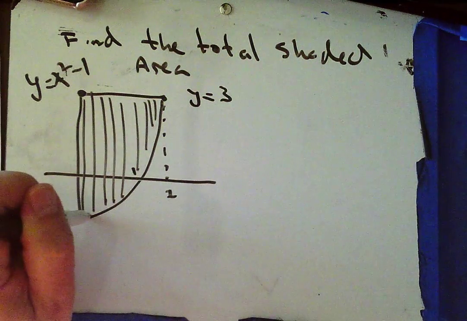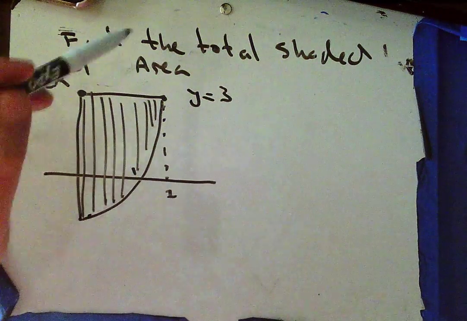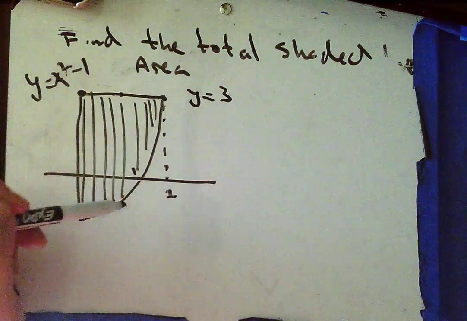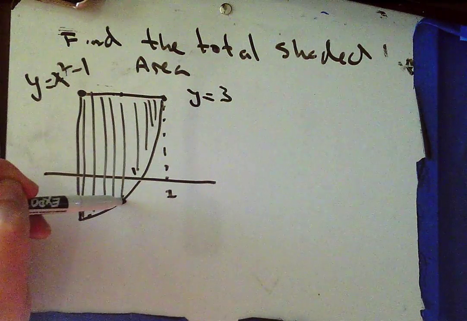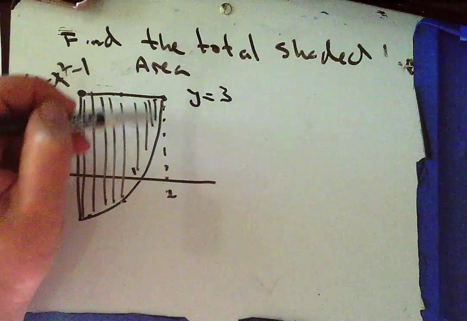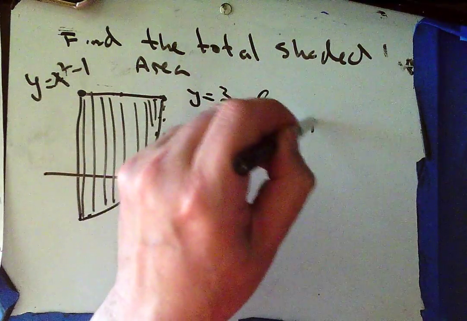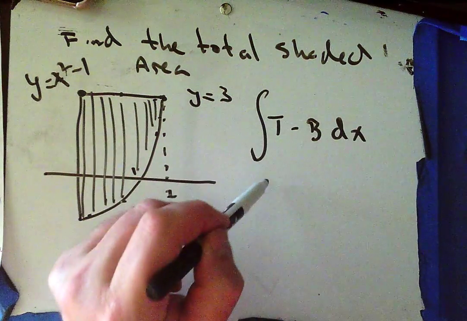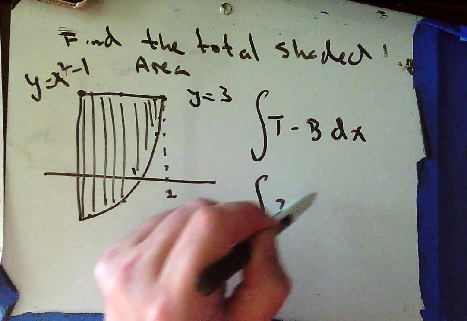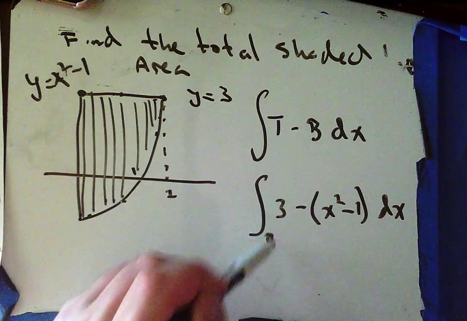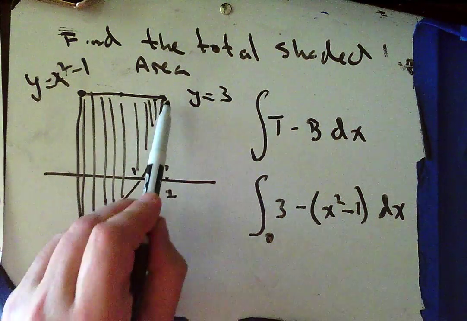And this bottom is y equals x squared minus 1. And notice as we go across, the top is still y equals 3, and the bottom is still y equals x squared minus 1. And that holds true all the way to the end. So if I'm thinking about top minus bottom, I'm thinking about 3 minus (x squared minus 1) dx, and I'm integrating from 0 to 2.